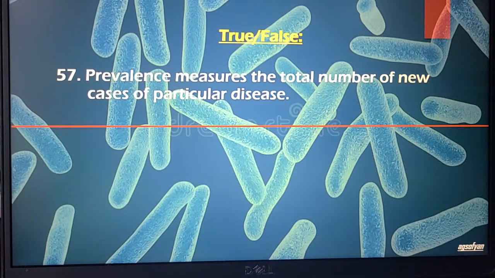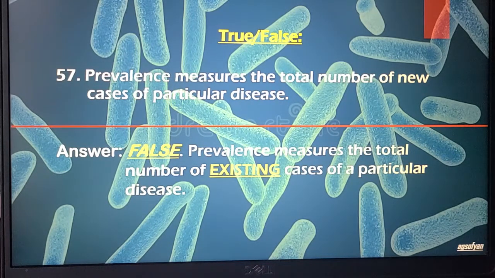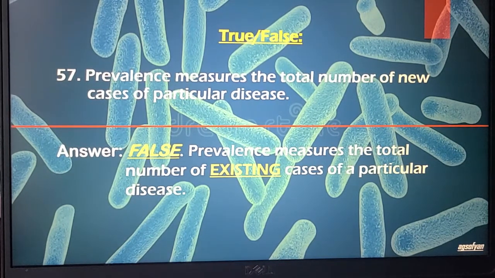Number 57, true or false? Prevalence measures the total number of new cases of a particular disease. True or false? Choose your answer. No, the answer is false. Prevalence measures the total number of existing, not new, cases of a particular disease. So prevalence measures the existing cases, the ones that are already present.